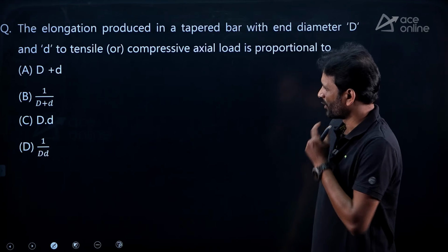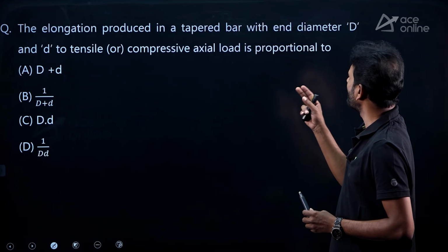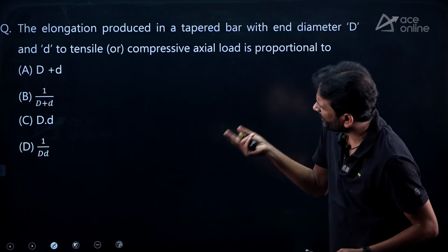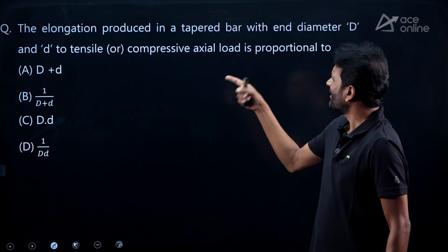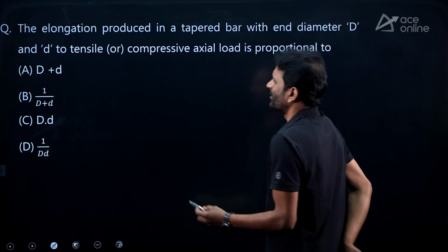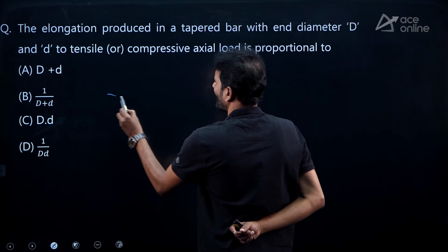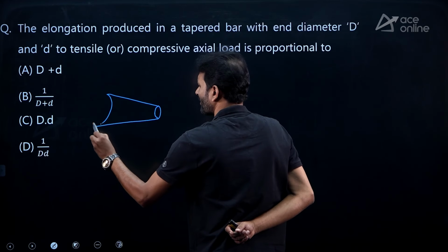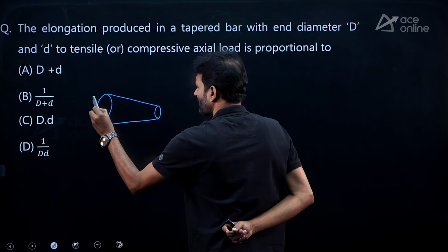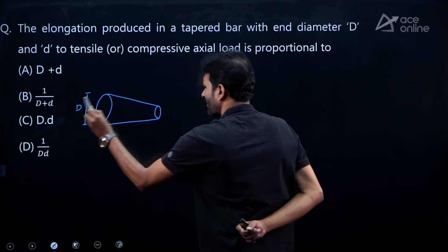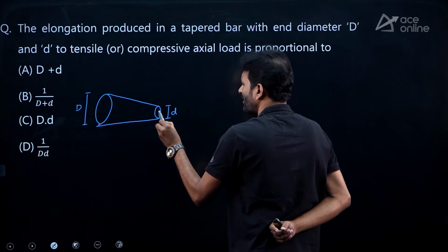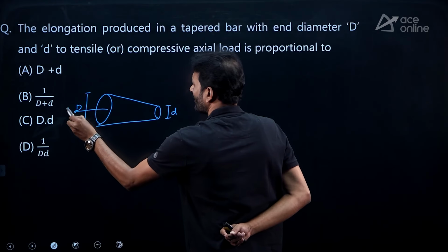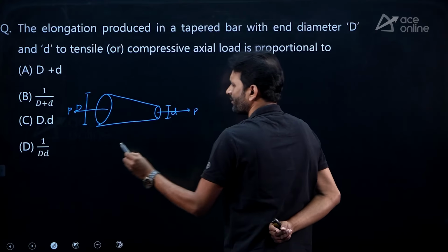This is a straightforward question. The elongation produced in a tapered bar with end diameters D and d due to a tensile or compressive axial load is proportional to what? It is a tapered section with a circular cross section. Suppose one end has D units and the other end has a small d unit, and it is subjected to an axial force, either tensile force or compressive force.